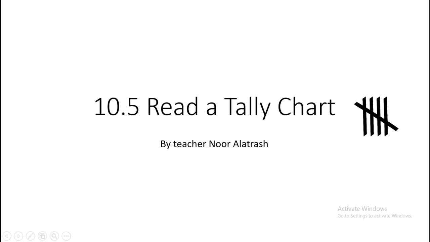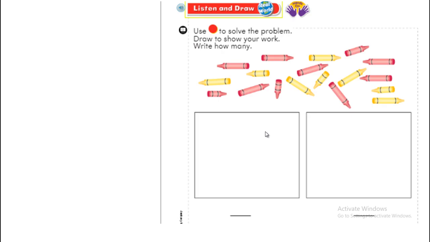This picture here is 5 tallies. What is a tally? A tally is a straight line, and we use it like a counter. We use this line to count by ones, okay? Let's see how we can use tallies to count the yellow crayons and the red crayons. How many in each, okay? So, first of all, before we start, I'm gonna show you the meaning of tally marks.